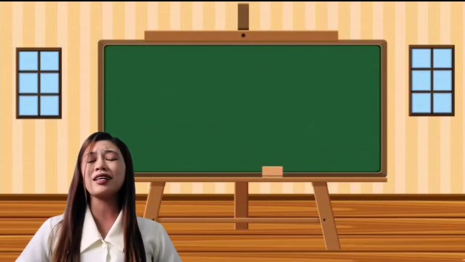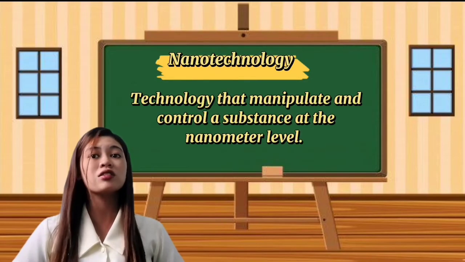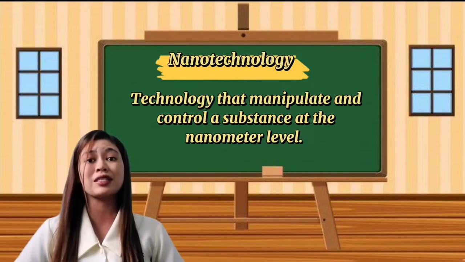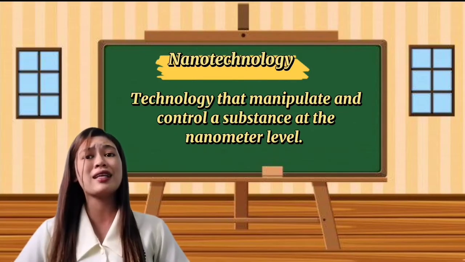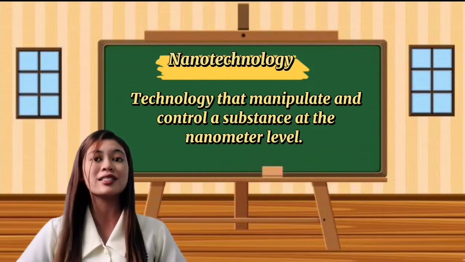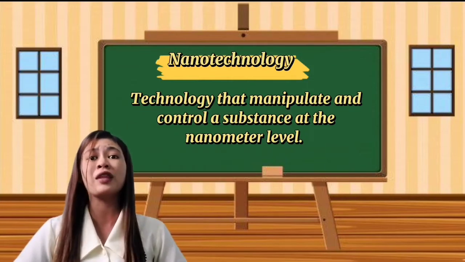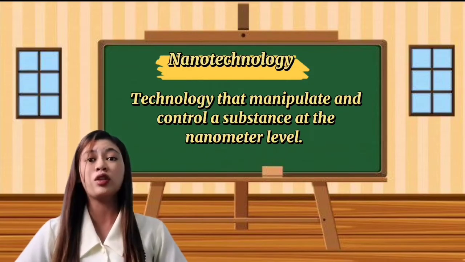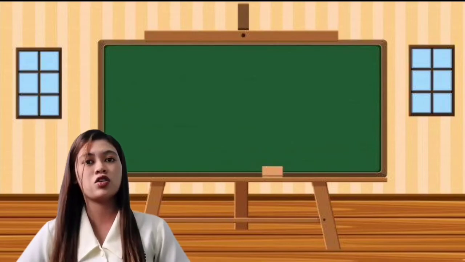And now, let me discuss what is nanotechnology. Nanotechnology is a technology that manipulates and controls a substance at the nanometer level. So, the nanometer level is the level of atoms and molecules, and it is used to develop novel materials and gadgets with exciting functions that take advantage of nanoscale substances' unique features. So, let's talk more about nanotechnology.